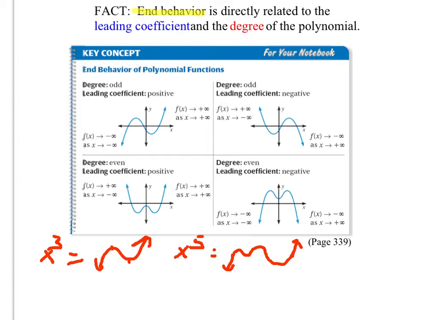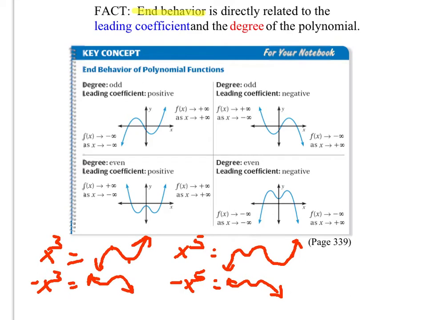Okay, now if we make these negative, so a negative x to the third, then the graph is just going to basically flip itself around. Same thing with a negative x to the fifth. The graph is basically just going to flip itself around.